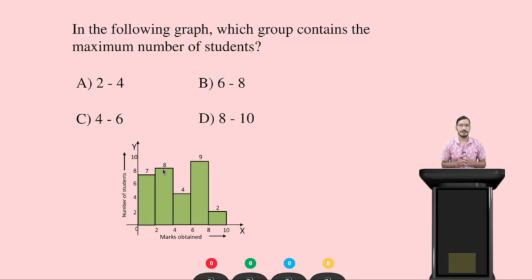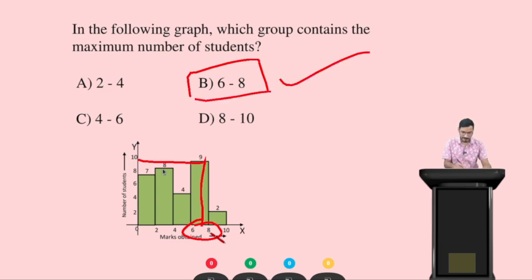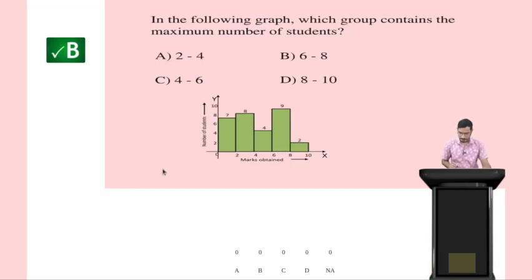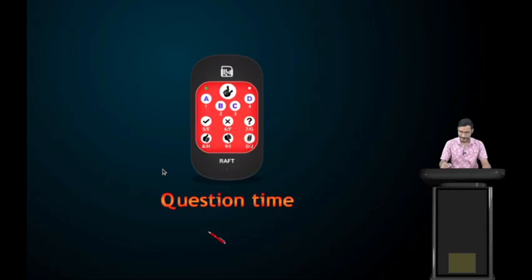Okay students, time's up. The right answer is, you can see, the group 6 to 8, the number of students here is 9. The maximum number of students is in the 6 to 8 group, that means option B is the right answer here. 6 to 8.